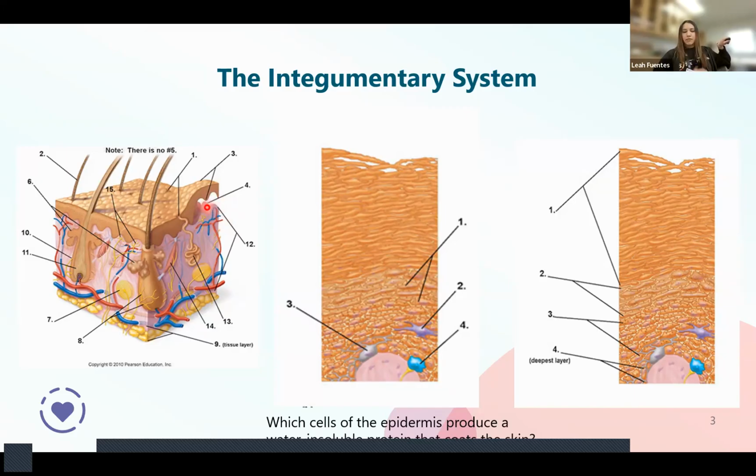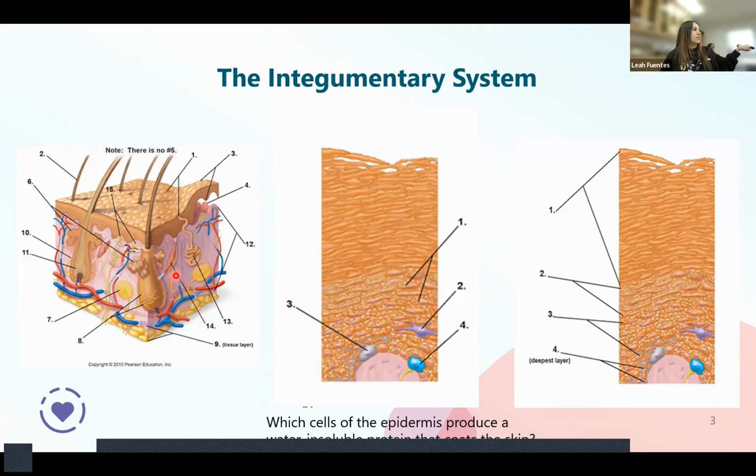And then 13 and 14, you're going to want to pay special attention to because they usually ask about these. 13 is right here. You guys probably can't see it, but it's an eccrine sweat gland. And then 14 is this big erector pili muscle. So make sure you are comfortable with filling out this specific image because it will show up on your exam.